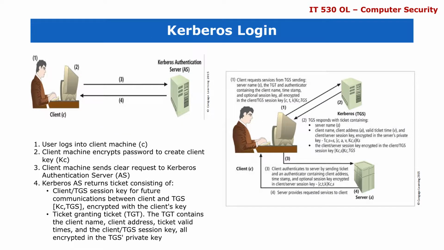This is Kerberos, and at a high level, how it works is a user will log onto their machine, and then the client machine will encrypt a password to create a key for the client. That client machine will then send a request to the authentication server, and the authentication server will come back with a ticket granting session. That is a session key for future communication between the client system and the TGS. The TGS is the server that the client is going to access.